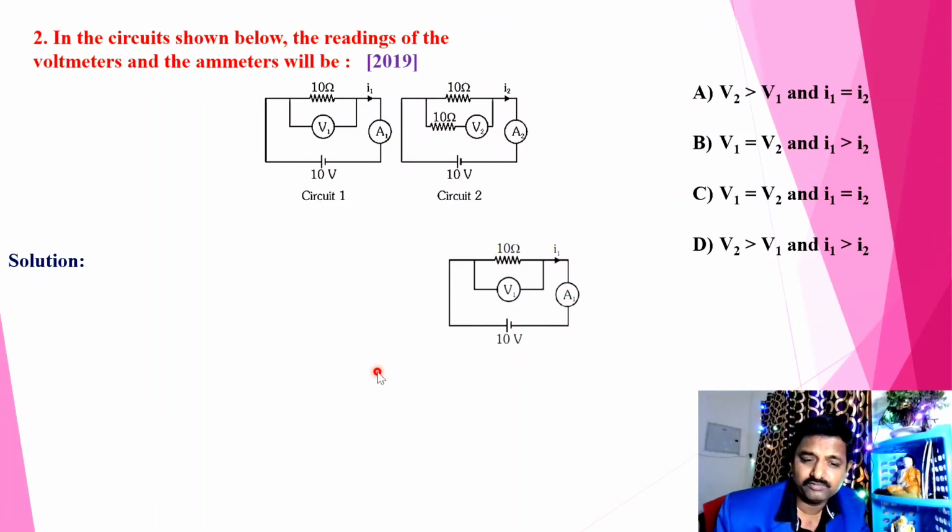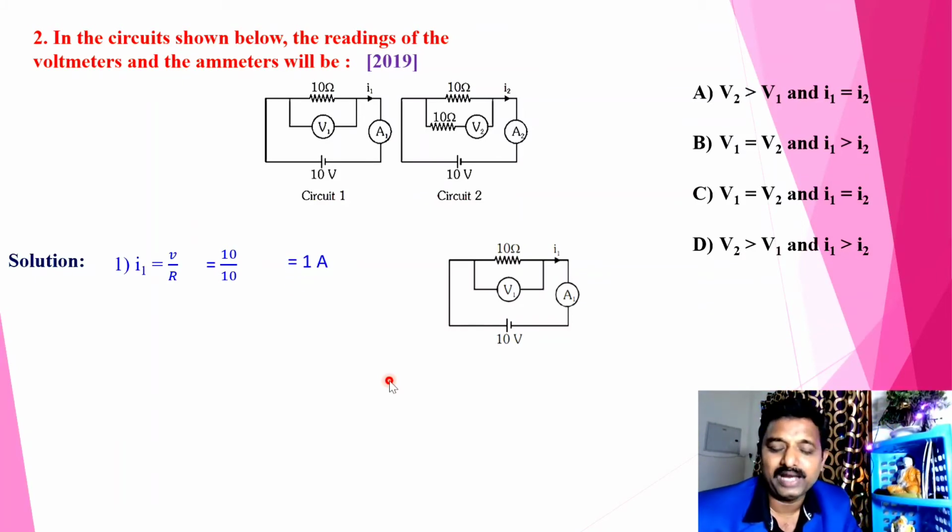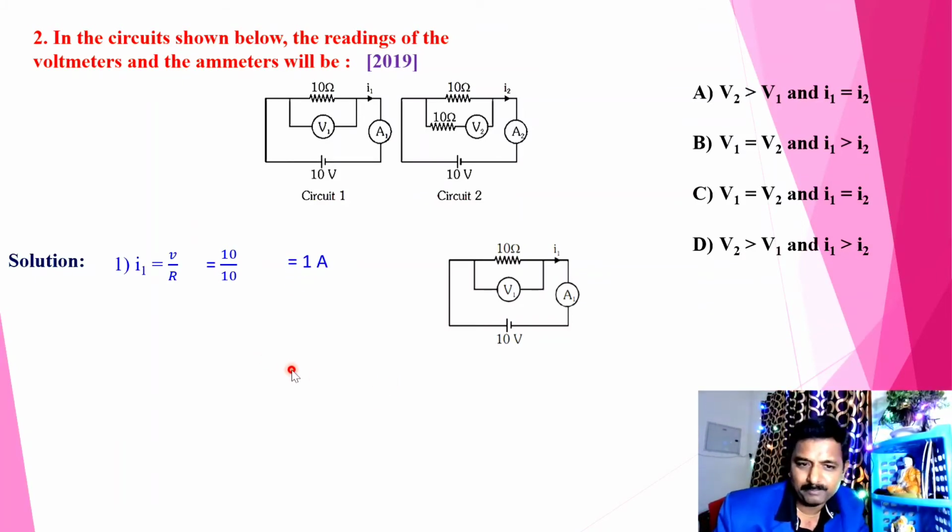From Ohm's law, the formula for current is I1 is equal to V by R. So in the first case we are calculating current, that is I1 is equal to V by R. Here the potential drop at the 10 ohm resistor will be 10 volt, and the resistance is 10. So we substitute both, we get 10 by 10, that is equal to 1 ampere. So we got I1 is equal to 1 ampere. So the reading of the ammeter shows 1 ampere.